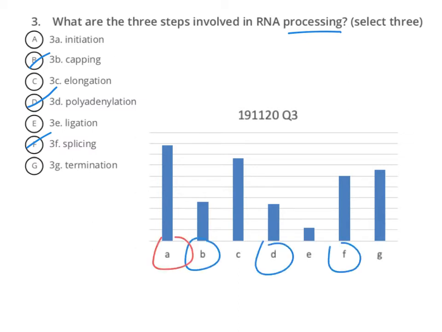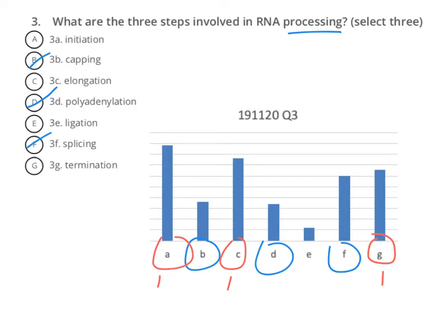What are A, C, and G? Those look like they got a lot of votes too. Those are initiation, elongation, and termination. Yeah, those are the steps in transcription. That's not processing. That's the first step. You do initiation of transcription, RNA polymerase starts making the transcript. Elongation, RNA polymerase makes the transcript. And then termination, RNA polymerase stops producing the transcript. A, C, and G: initiation, elongation, and termination.